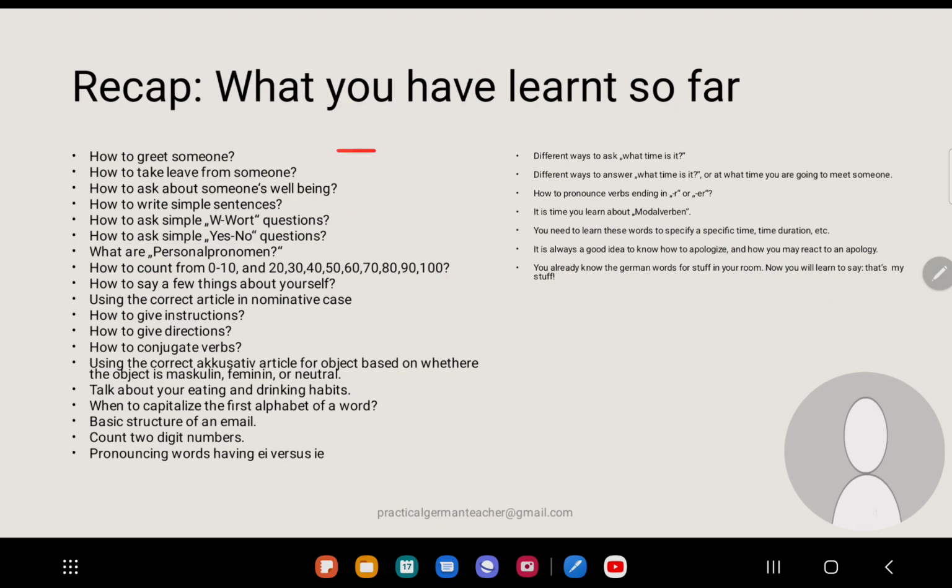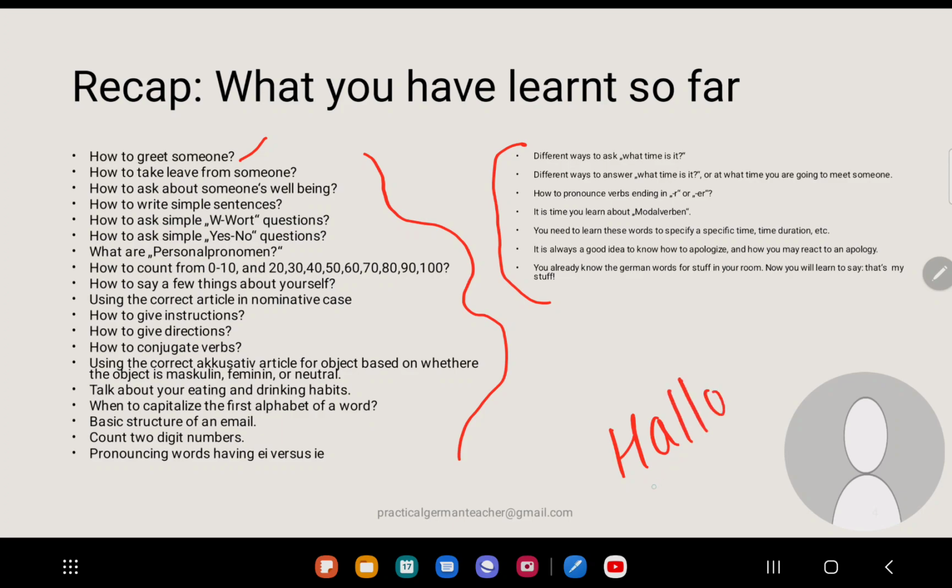I will not be trying to go over each point, but the purpose of this slide is so that you are held responsible for what you are supposed to know by now. You should be able to do all of these things by now. For example, you should know how to greet someone. The basic greeting that we all know is hello, but there are other greetings as well. For example, guten Tag, guten Morgen, guten Abend, and for example, servus, moin, grüß dich.